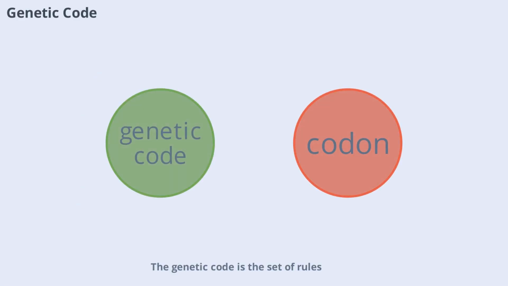The genetic code is the set of rules by which information in DNA is translated into proteins. Each three-base codon in mRNA corresponds to one of 20 amino acids or a stop signal. This code is nearly universal among all living things, highlighting our shared evolutionary history. The genetic code ensures that the right proteins are made at the right time, keeping cells functioning smoothly.